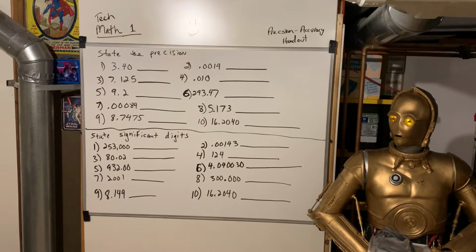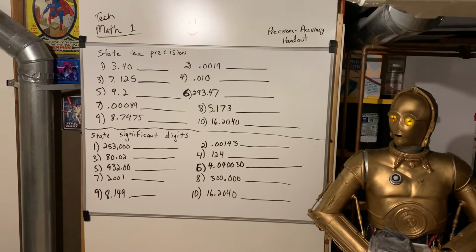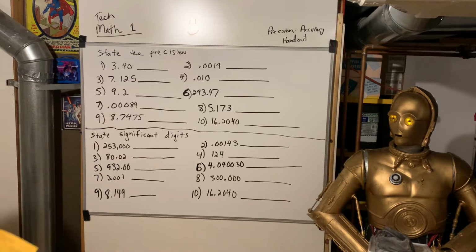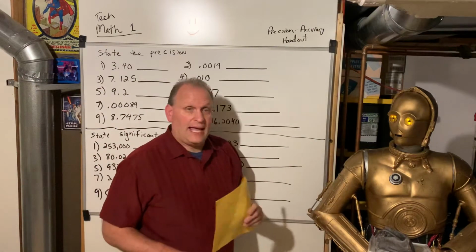We are looking at the chapter 5 and 6 stuff. So, let's take a look. It's the precision accuracy handout.